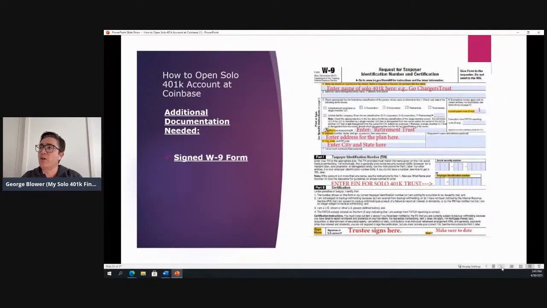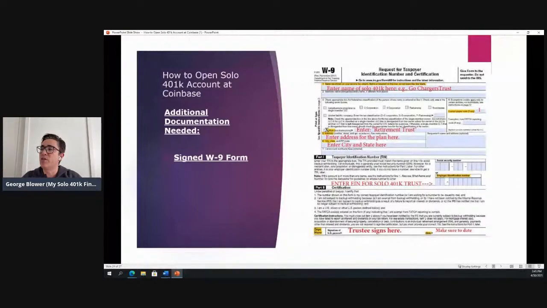So here we have a page talking about how to complete a W-9. So in field 1, you would enter the name of your solo 401k. So for example, it might be called Go Chargers Trust. You would then enter the exemptions code 1. You would choose other and enter retirement trust as the type.